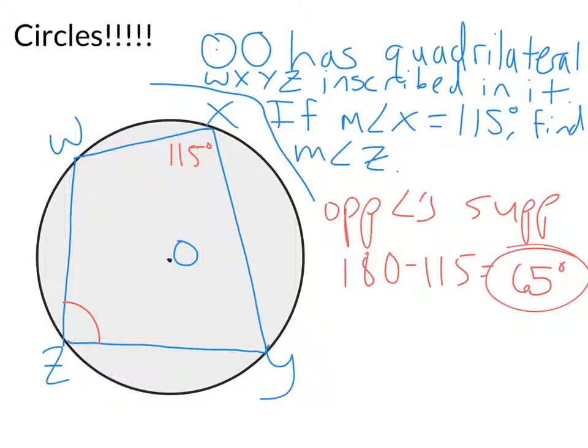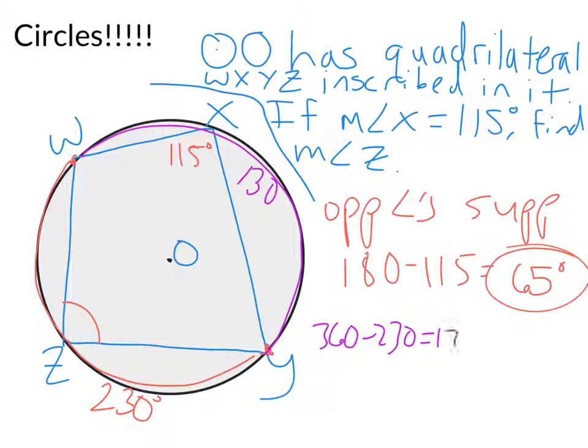Now, if you didn't remember, is there a way to figure it out? That's a great question. Here's what I'm going to do. Ready? Well, if this guy, the 115 angle, intercepts WY, what do I know about this arc? Well, it's double that. So that would be 230. That's another formula you'd have to remember. So what's left over for this arc out of the 360? Well, that would be 130, because 360 minus 230 is equal to 130.